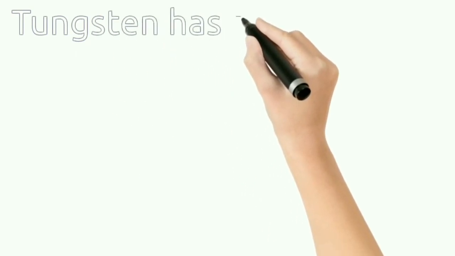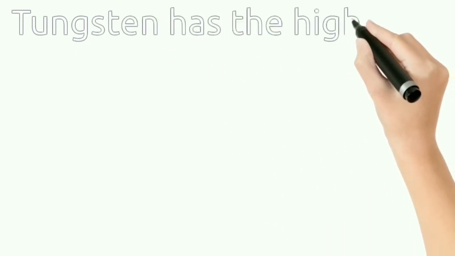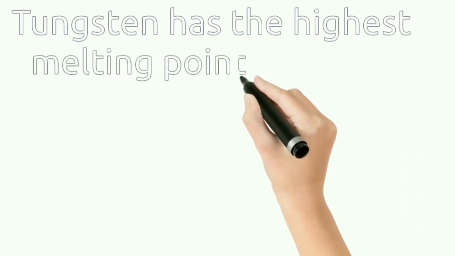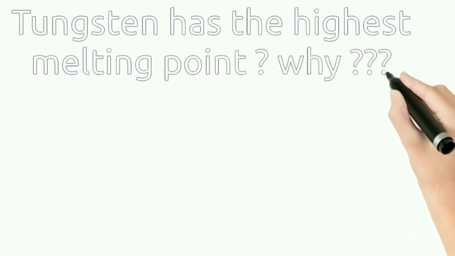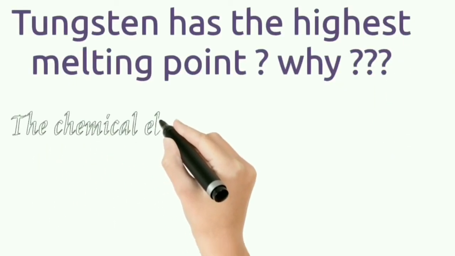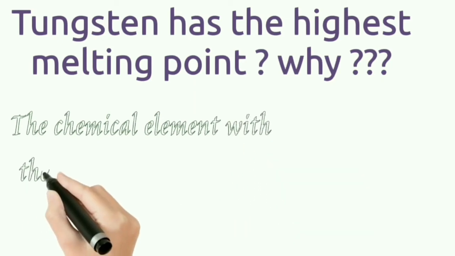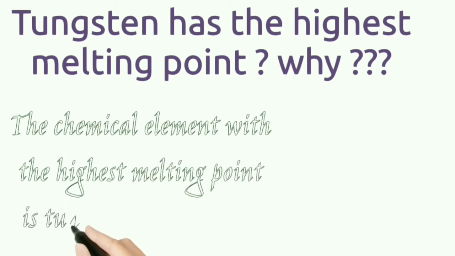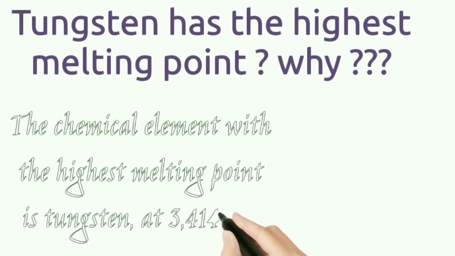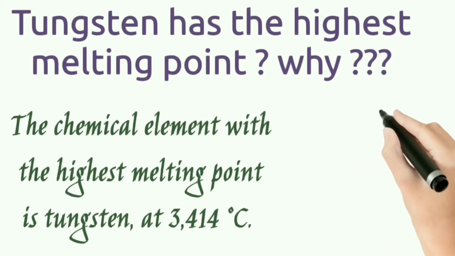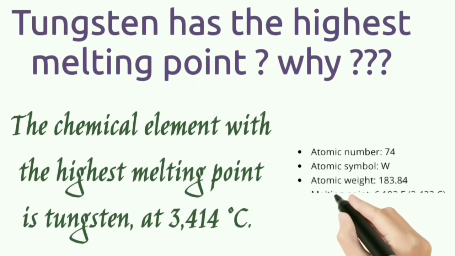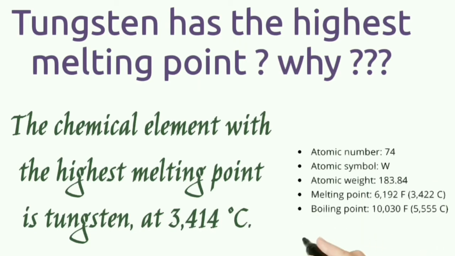Now one more question: out of the d block elements, which metal has the highest melting point? The lowest, we know, is manganese and technetium. The highest melting point is tungsten. Tungsten has the highest melting point. So how much is it? The melting point of tungsten is 3414 degrees Celsius.